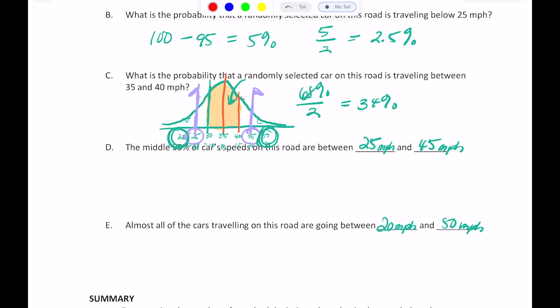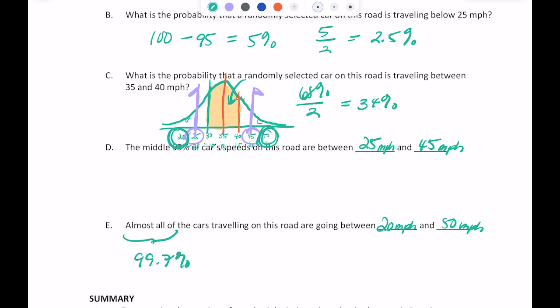So mostly everybody, 99.7%, are traveling between 20 miles per hour and 50 miles per hour. The reason we can't say 100% is because, remember, the whole curve represents 100%.